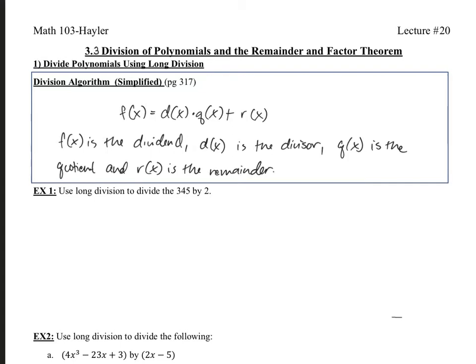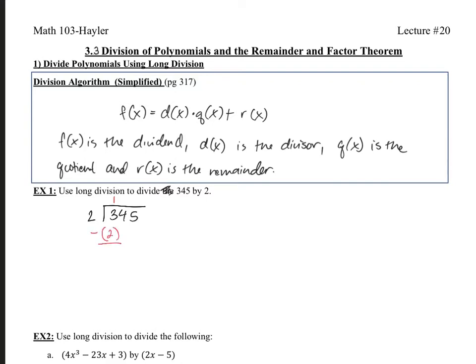Okay, so for example 1, we're just going to do a small review. This is actually not something we would normally cover in Math 103. For example 1, use long division to divide 345 by 2. So let's see, dividing 345 by 2, we're going to go ahead and do this. What we ask ourselves is, how many times can 2 go into 3? Well, 2 can go into 3 one time, right? So then we do 1 times 2, and then what do we do? We do the subtraction, right?